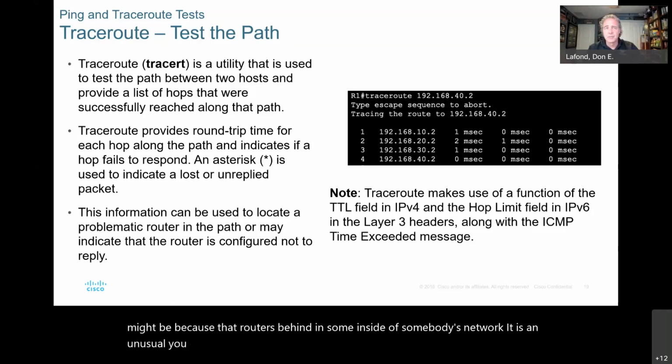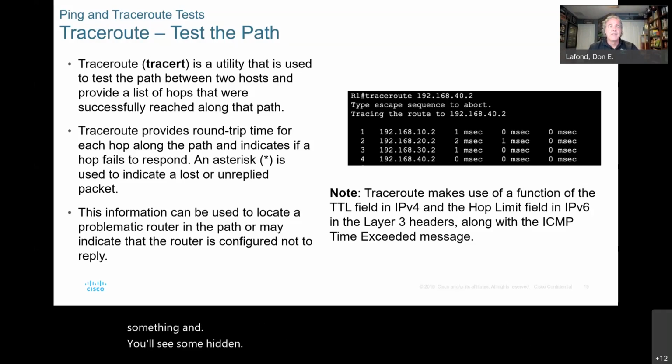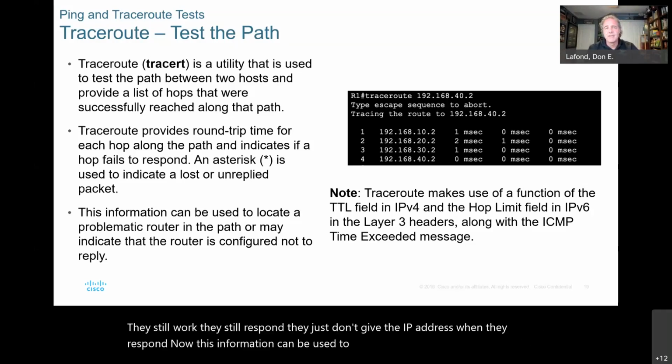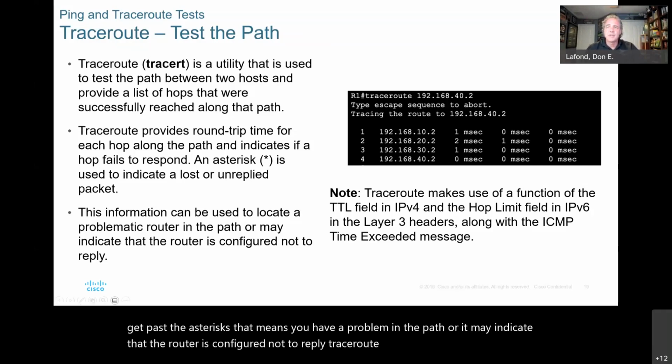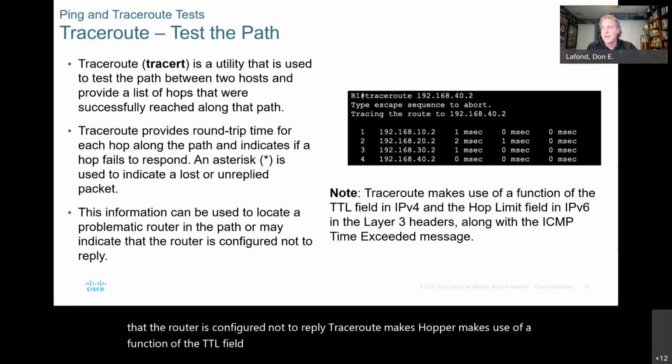They still work, they still respond, they just don't give the IP address when they respond. Now, this information can be used to locate a problematic router. If it doesn't get past the asterisk, that means you have a problem in the path, or it may indicate that the router is configured not to reply. Traceroute makes use of a function of the TTL field in IPv4 and the hop limit field in IPv6 in the layer 3 headers, along with the ICMP time exceeded messages.